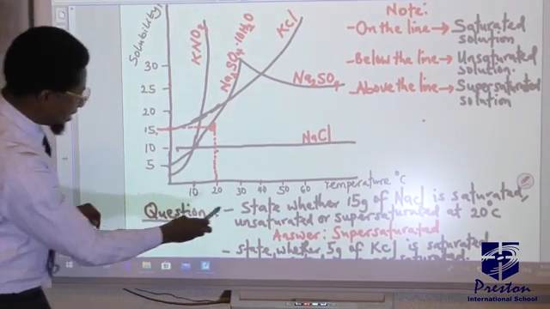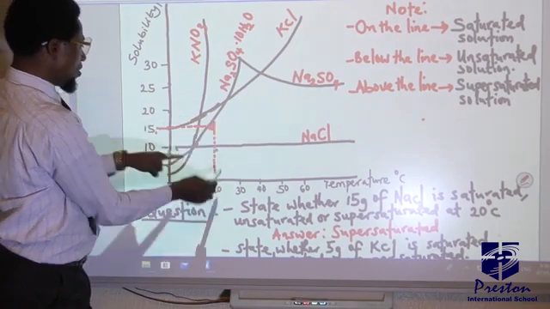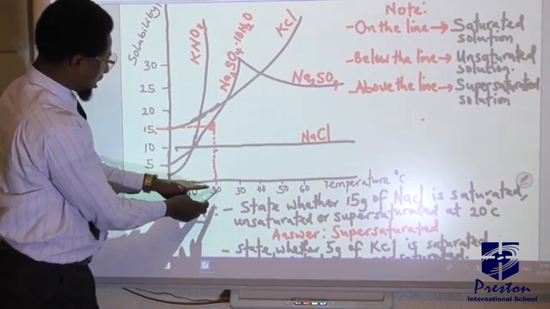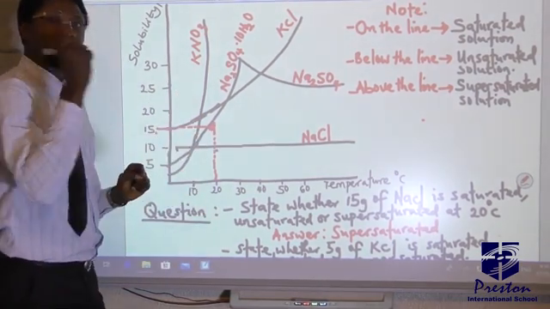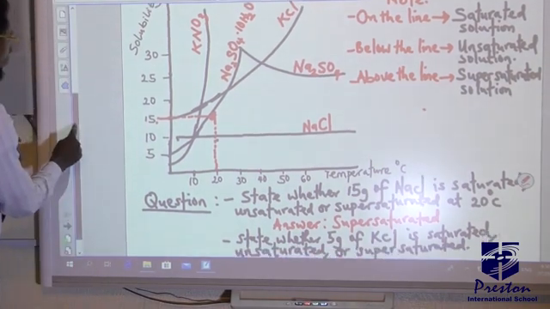That means that the solution formed at 15 grams and at 20 degrees Celsius is a supersaturated solution. All right, let's look at the second one.